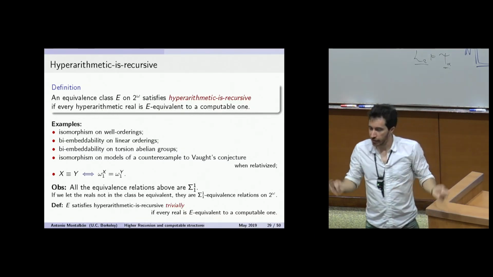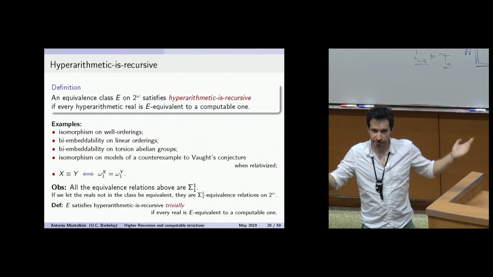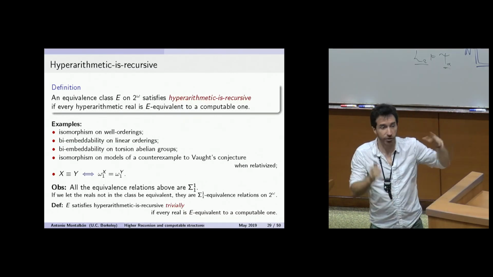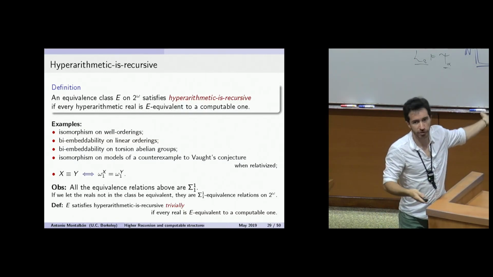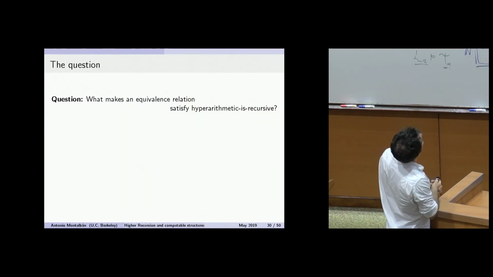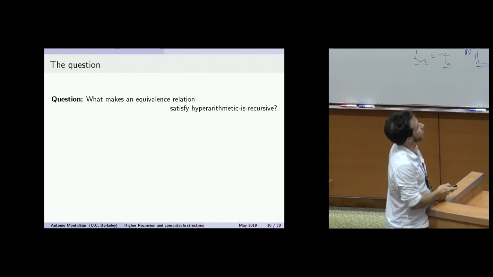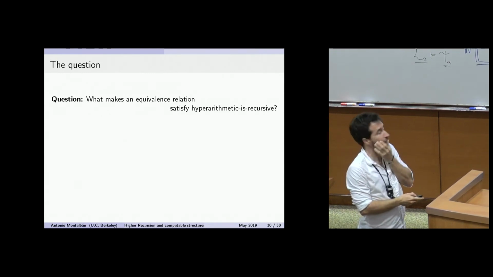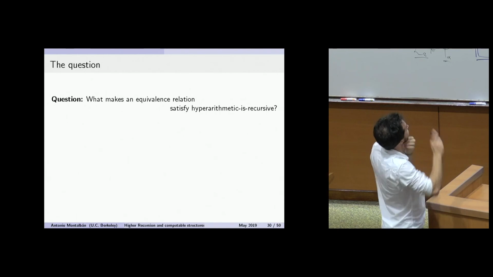For example, isomorphisms on vector spaces. The vector spaces are only finite dimensional or Q-vector spaces. There are only countably many of them, and there are computable copies of all of them. This trivially satisfies hyperarithmetic is recursive. So the question now is, what makes an equivalence relation satisfy this property? I'm going to give you the answer on Thursday.